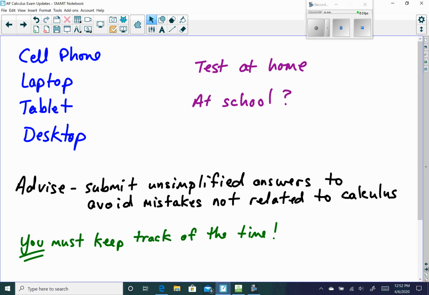The AP College Board does advise that when you're doing your calculations, just submit unsimplified answers. So if something is left as a radical, it is fine to leave it that way to avoid mistakes that aren't related to calculus. But as I mentioned before, you must keep track of the time.